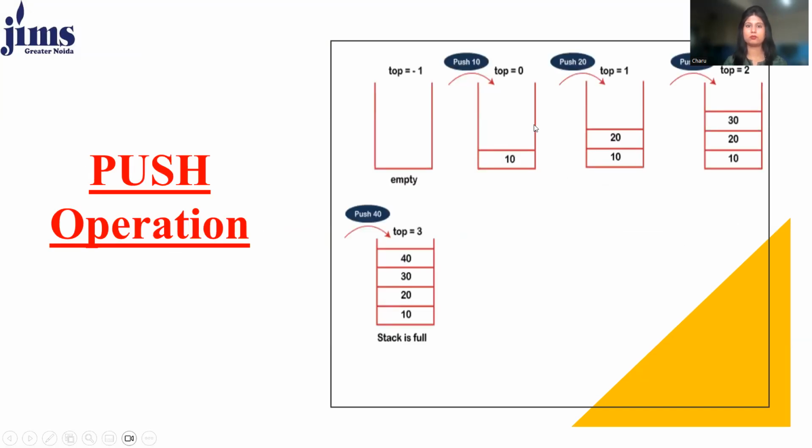Here we have the push operation. In the example, the stack is empty, so the top will be at -1. If we push 10, the element will be inserted at the 0th position. If we again push 20, then top will be 1, because every time we insert an element in the stack, top is incremented by 1. Again, if we push 30, then the top will be 2. And if we push 40, then the top is 3, and here the stack is full. If we try to push another element, it will generate an overflow condition.